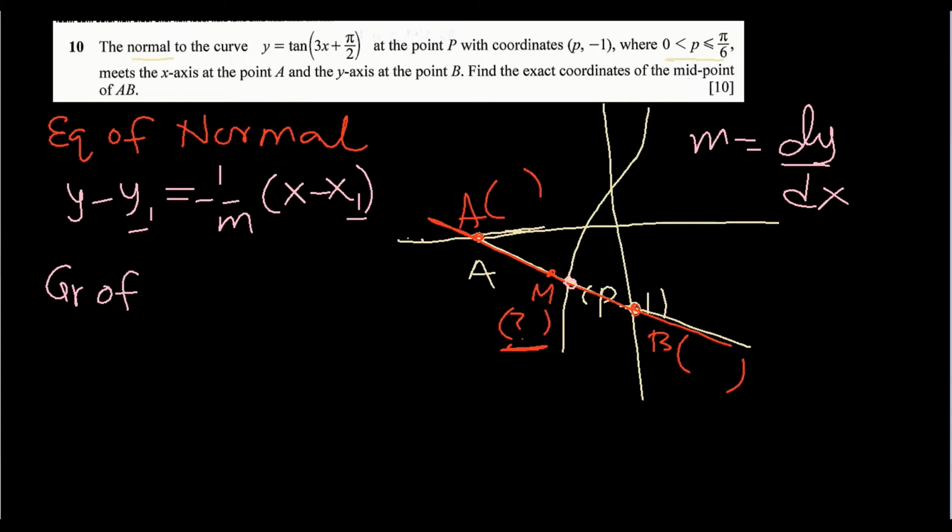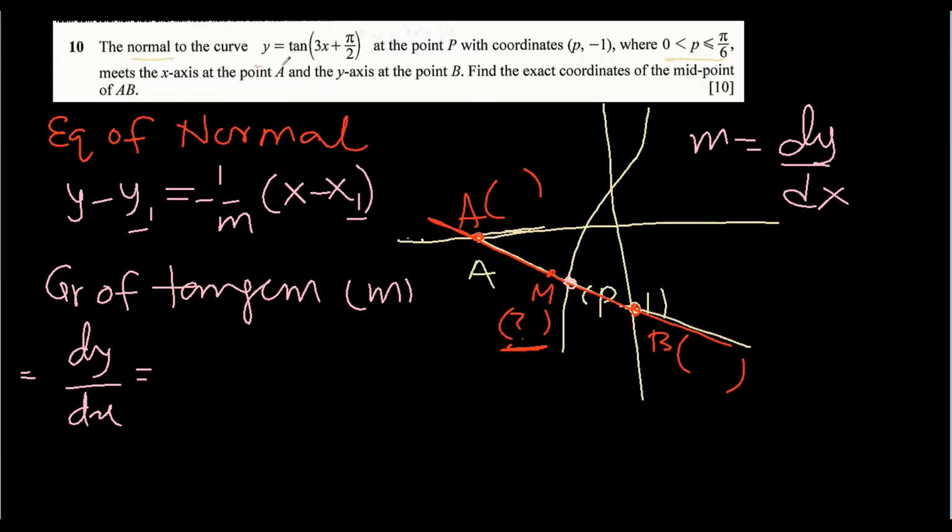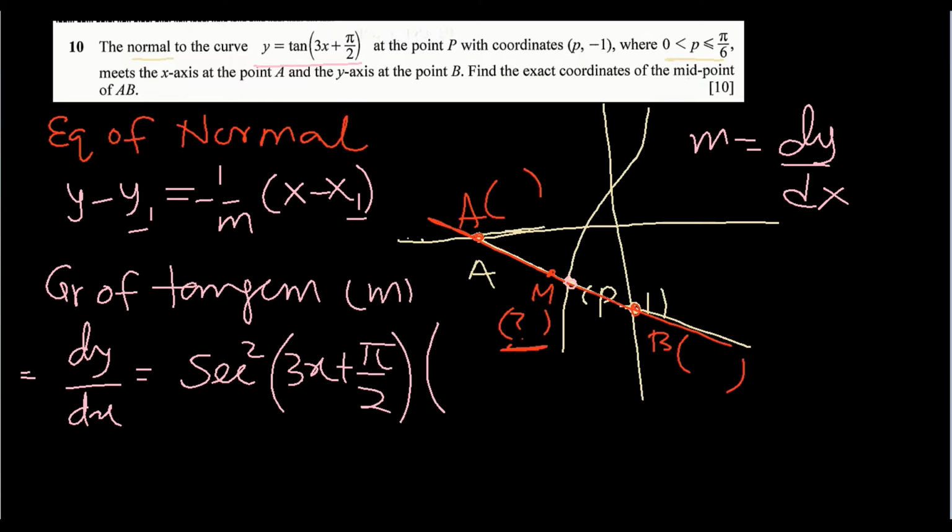The gradient of the tangent, m, is dy over dx. Let's differentiate y equal to tan(3x plus pi by 2). The differentiation of tan is secant squared of the same angle, 3x plus pi by 2, but we have to multiply the whole thing by the differentiation of the angle, which is 3. So it becomes 3 secant squared(3x plus pi by 2).